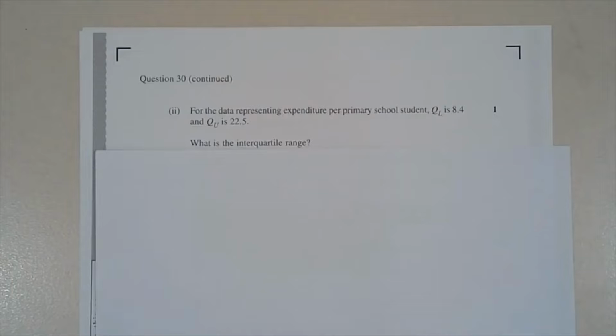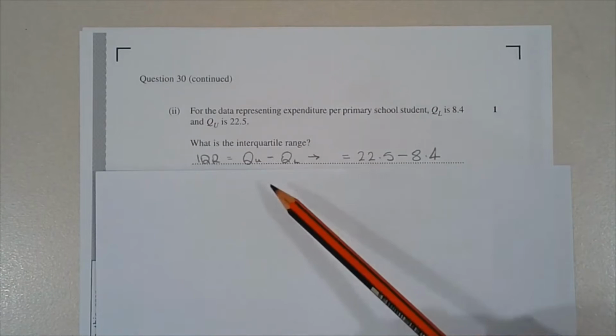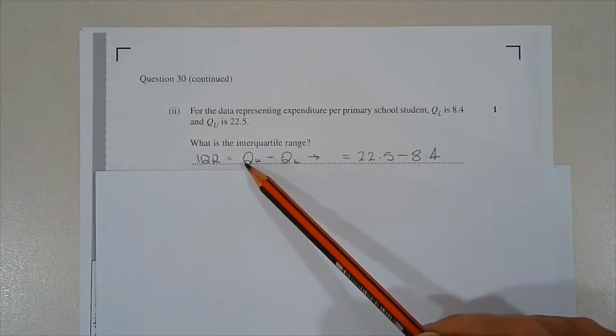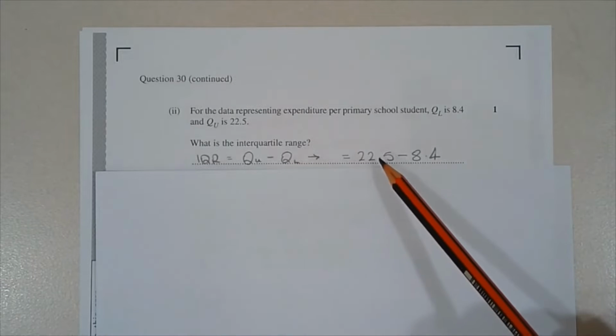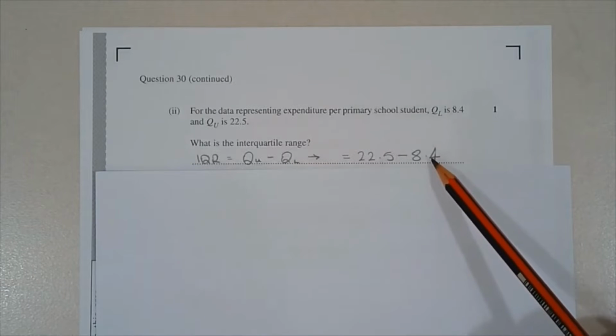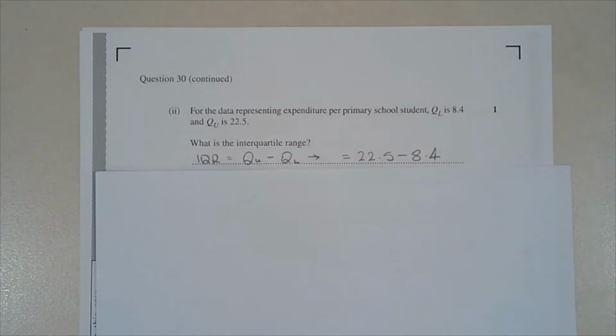Part 2. For the data representing expenditure per primary school student, QL is 8.4 and QU is 22.5. What is the interquartile range? Now the interquartile range is given by the formula QU, or upper quartile, minus QL, or lower quartile, and that's 22.5 minus 8.4, given the information in the question, and that gives us an interquartile range of 14.1.